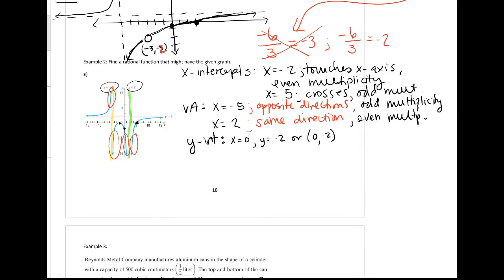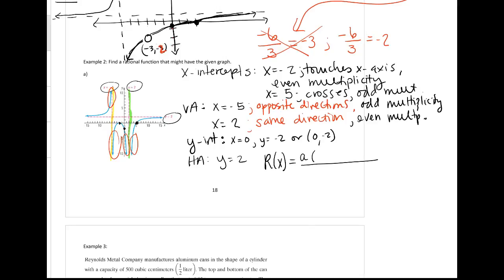Now what else do I need? I also need the HA. I have one HA, and it's already labeled for us, so that's really nice. y equals 2, right there. Okay, so now we are going to put it together. Here we go. Rational function it is. R of x is going to be some a value. Again, we're still going to have an a value.